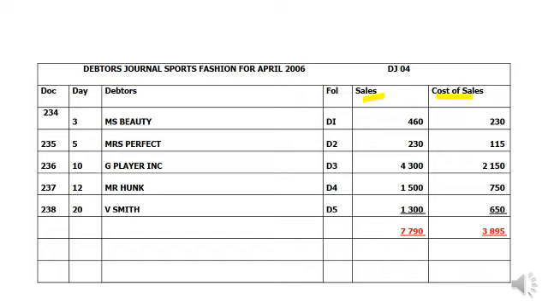Then you go to the next date. In this case, it's day 5. So our invoice now is 235. The person who bought was Mrs. Perfect, and Mrs. Perfect is data number 2. We'll see this when we post, but we're not gonna do it for now.